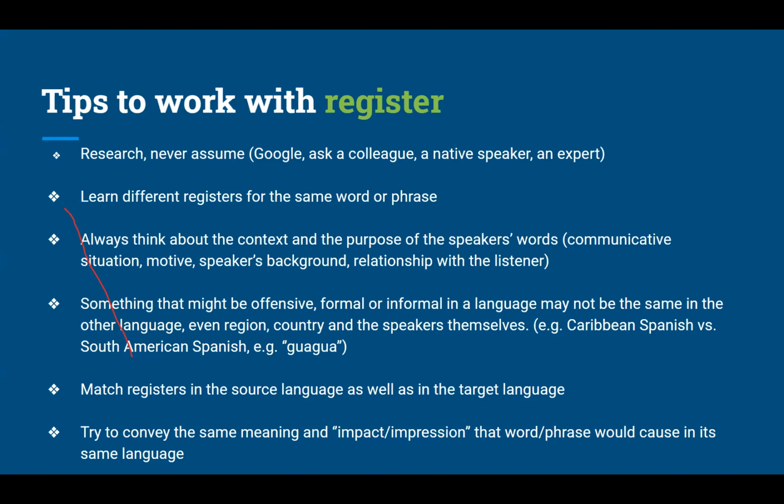Or even the words tomar and coger. I know many people know that one can have a sexual connotation, like coger, and tomar can mean different things. I think there is a map where coger means something sexual, and the countries in which it doesn't mean something sexual. So you always have to be aware of that context, and try to match the registers in the source language as well as in the target language. Remember that sometimes a plain translation, without thinking about it, may have a different register than was intended in the source text.